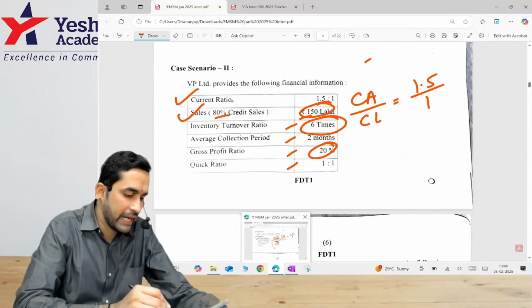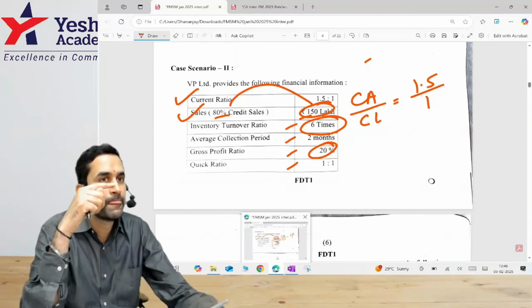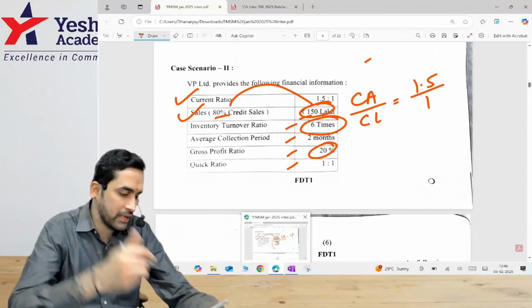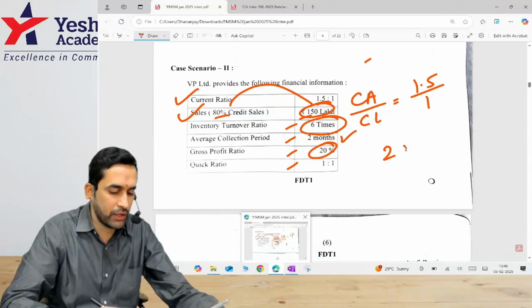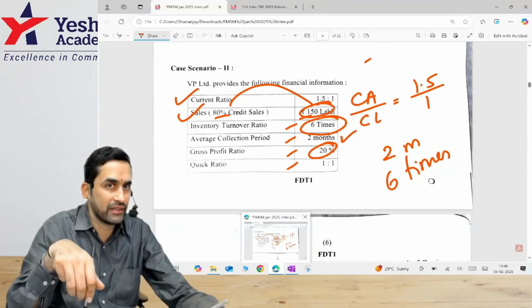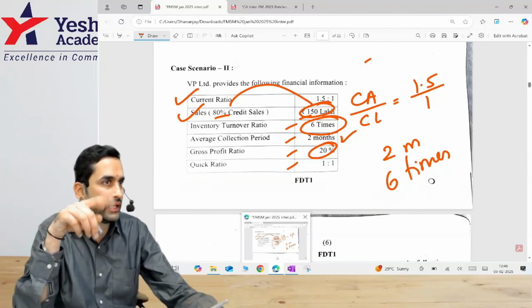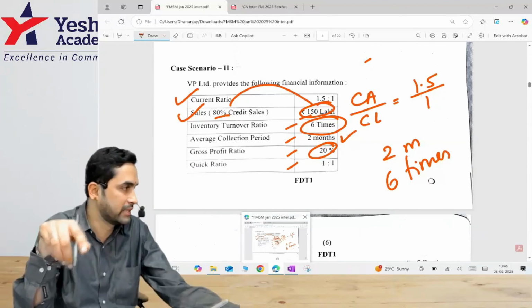First. Second, 80% is credit sale. That means 150 into 80% will tell you amount of credit sale. And collection period is 2 months. What is the meaning of 2 months? In a year, 6 times. From this you can do DTR. Correct? DTR is equal to credit sale divided by average or closing debtors. Left hand side is ready.